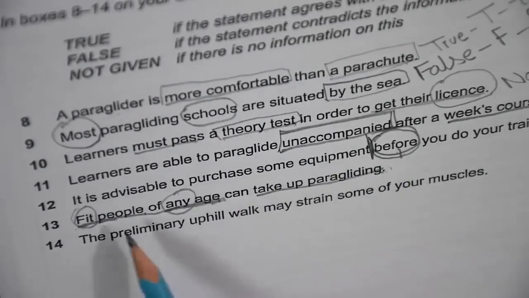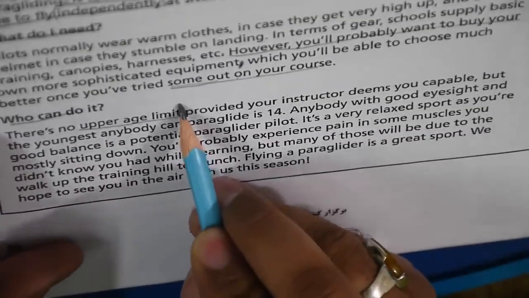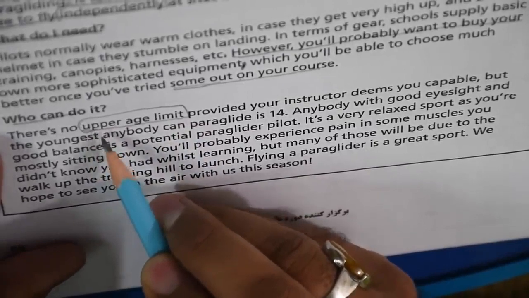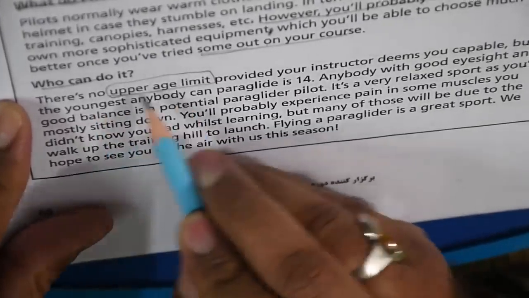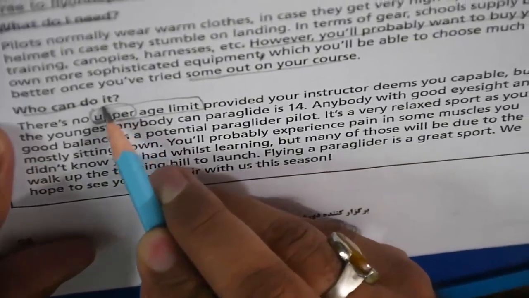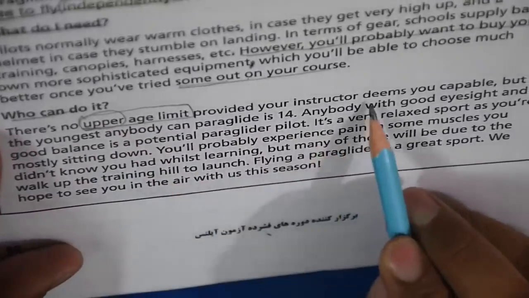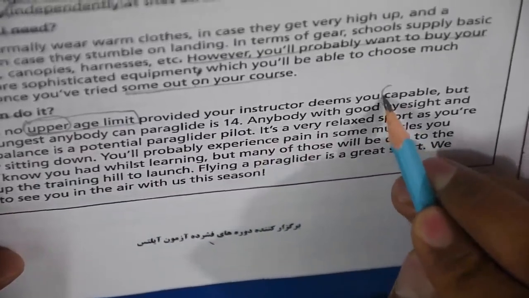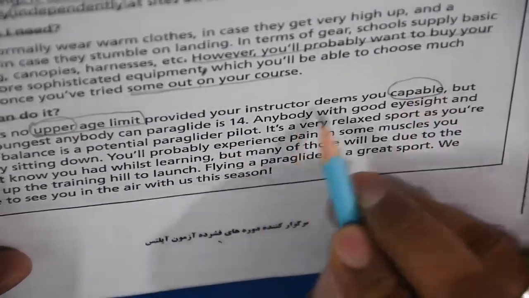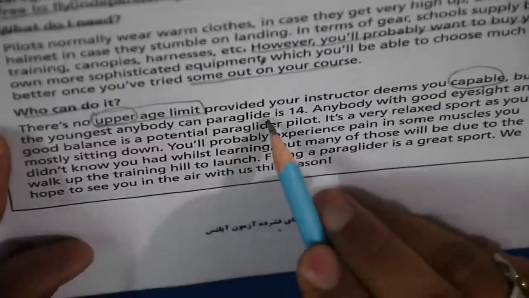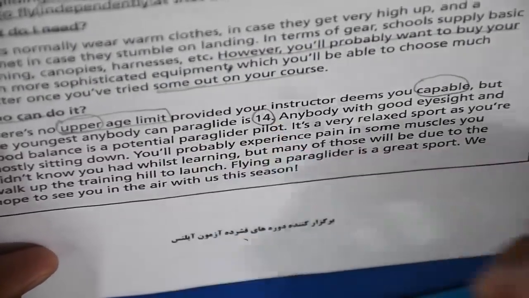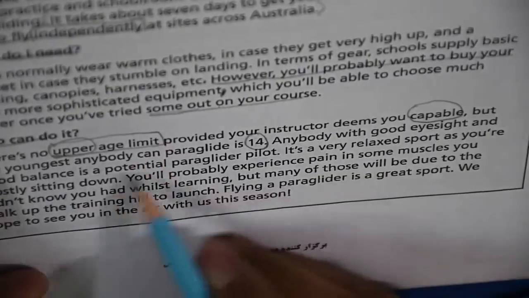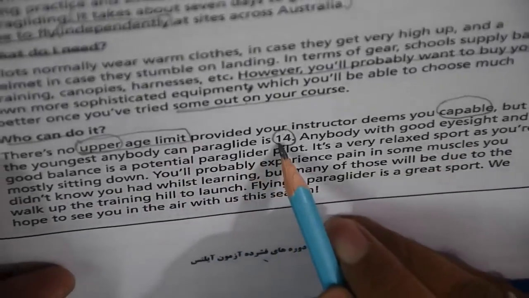Okay, now let's try. The clue word is fit people any age. We've got to just see if there is any mention of age group. There is no upper age limit. Yeah, now some of you will misunderstand. They will say there is no age limit. See, actually they are not saying there is no age limit. They are only saying there is no upper age limit. Provided your instructor deems you capable. Capable means fit. Right? Your instructor deems you capable, but the youngest anybody can paraglide is 14. See, no upper age limit, and the youngest anybody can paraglide is 14.